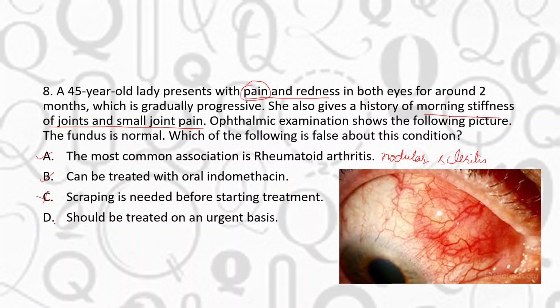Should be treated on an urgent basis. Yes, it can have a systemic component which can be life-threatening, so this has to be taken on an urgent basis. So the right answer here is scraping.